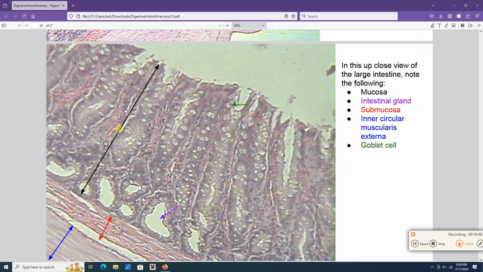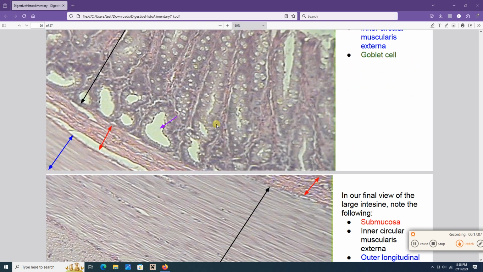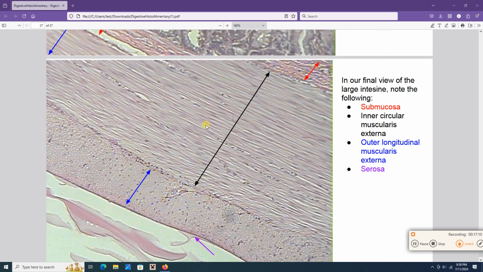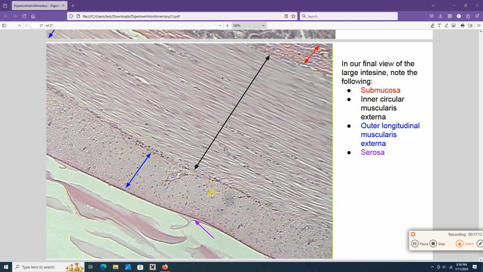Fantastic. Here we got just another close-up view. Mucosa, nicely right there. Hard to see the sublayers really. There's my submucosa, inner circular muscularis externa, nice intestinal gland, and a bunch of goblet cells. And I got one more for you to pause and label. No, this is not a pause and label one. This is just a couple final things. Zooming in on my muscularis externa of my colon here, large intestine, inner circular, outer longitudinal, and we get a bit of serosa as well.